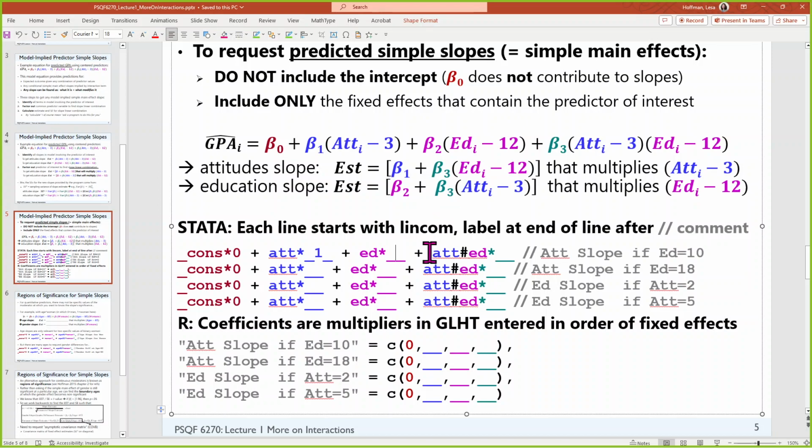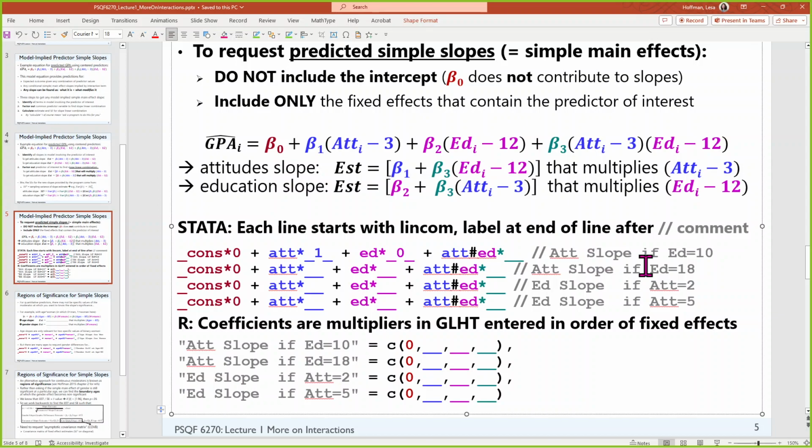What goes here? 0, okay. Why 0? That's exactly right. People are like, but usually they're thinking, well, I want it for ed equals 10, so wouldn't I put that here because this is ed? No, this is beta 2. Beta 2 has nothing to do with the slope of attitudes. It is not part of the story. So yes, this is a 0. You don't have to include it in your statement at all.